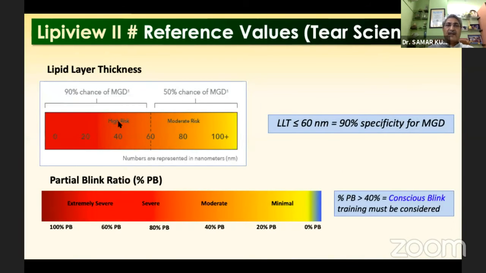So there are some reference values for the lipid layer. Normally, if it is less than 60 nanometer, there is 90% specificity for meibomian gland dysfunction. And also the partial blink ratio is important. I will show some photographs. If it is more than 40% partial blinks, then you have to train or educate the patients about the conscious blink. And that is called conscious blink training.